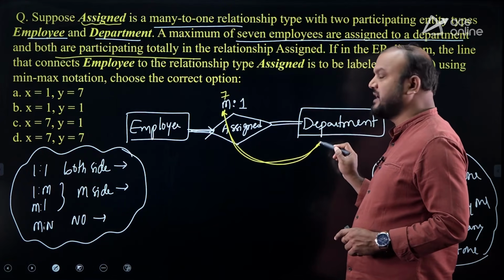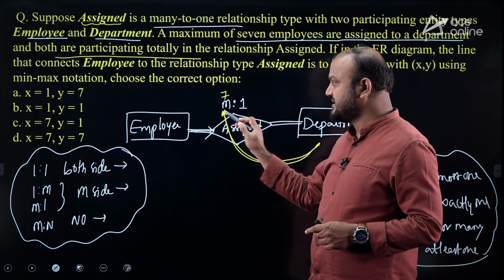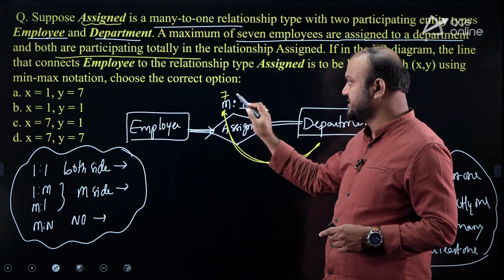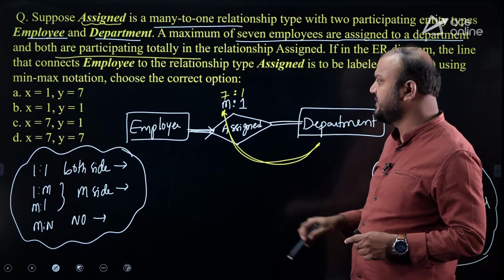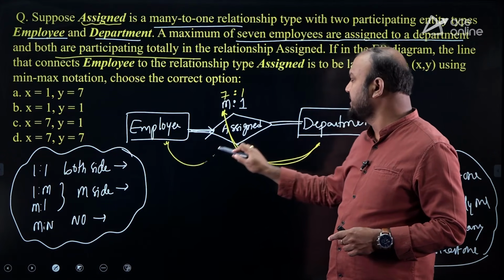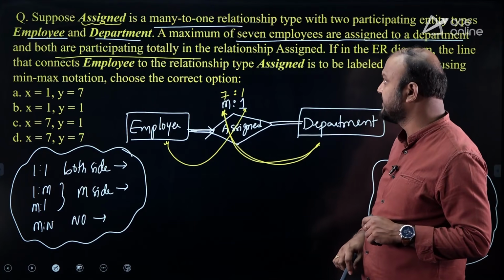Meaning each department, as I also explained in the previous question, is assigned how many employees? 7 employees. And since it is mentioned many-to-one cardinality, each employee is assigned to how many departments? One department. That is the meaning of it.